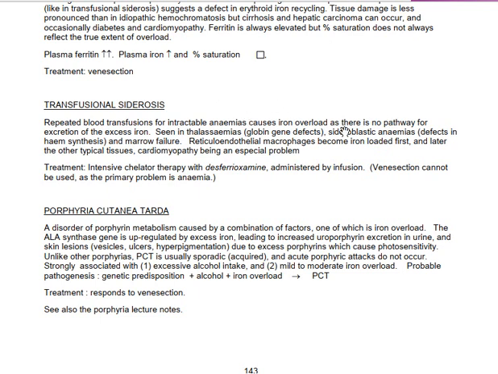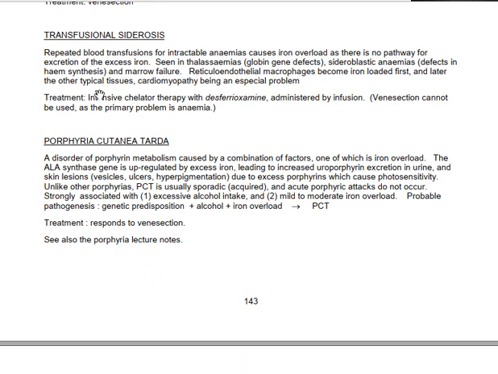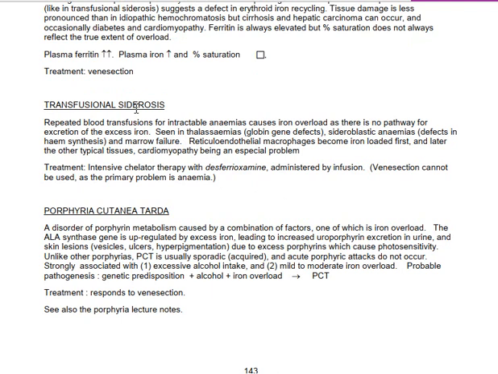Is it clear? In thalassemia patients you have a globin gene defect, or in sideroblastic anemia patients you have a defect of heme synthesis or marrow failure. Is it clear? The reticuloendothelial macrophages become iron overloaded, and later other tissues may be affected, and cardiomyopathy may also result. Now the treatment, you need to know that intensive chelator therapy like desferrioxamine can be used in order to treat. Venesection cannot be used because the primary problem of this patient is anemia. So you don't do venesection in this patient because the disorder comes from blood transfusion.